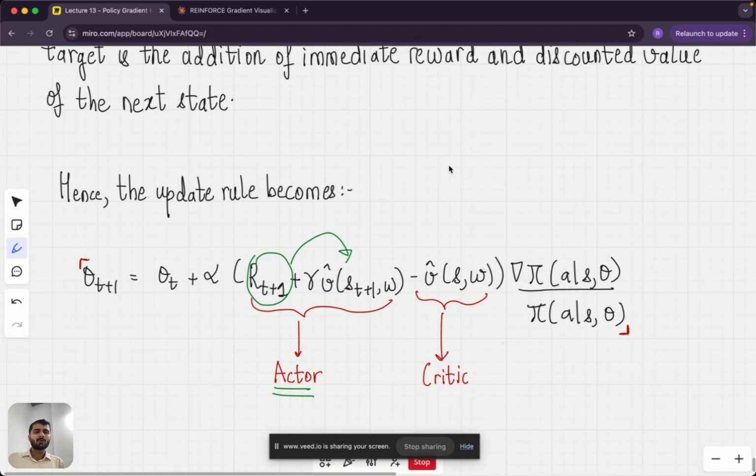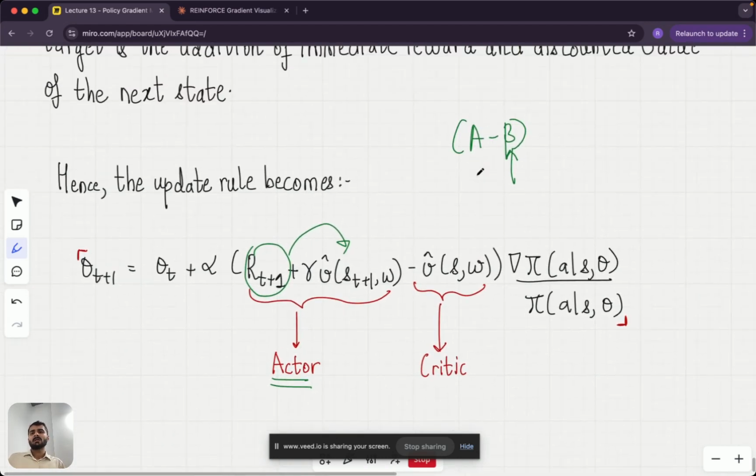So whenever you have two terms A minus B, this A is the one which is producing an action, getting a reward, and then getting a value of the next state. And B is the value of the current state, which is the critic. So it's like whenever you are in a position and you advance and go to a new position, you look back and you say, what is the value of the critic? And you do a difference between the two. So this brings us to the end of the algorithm.